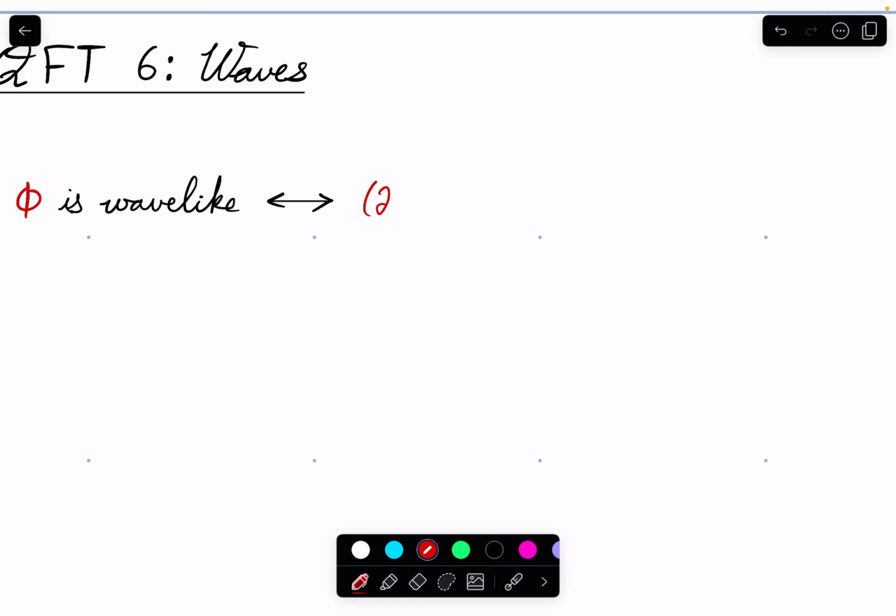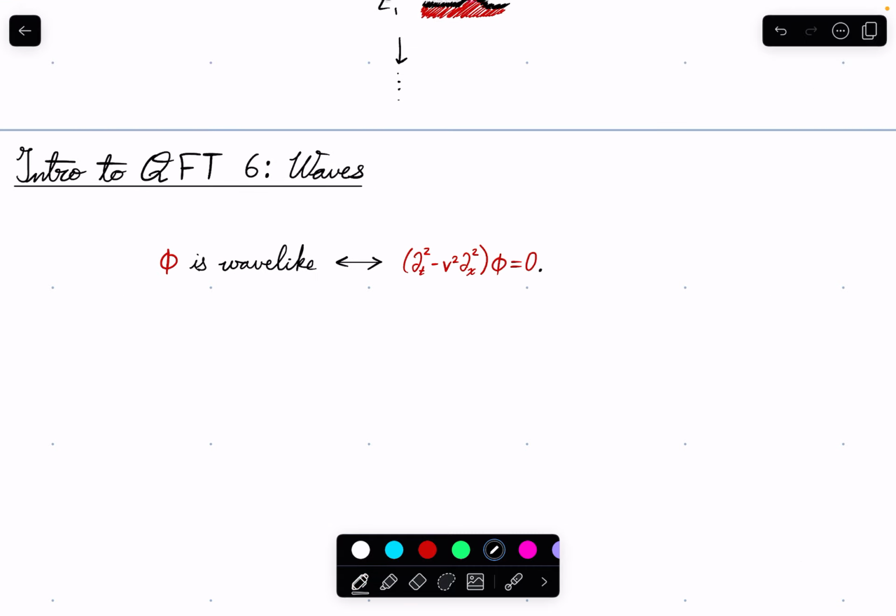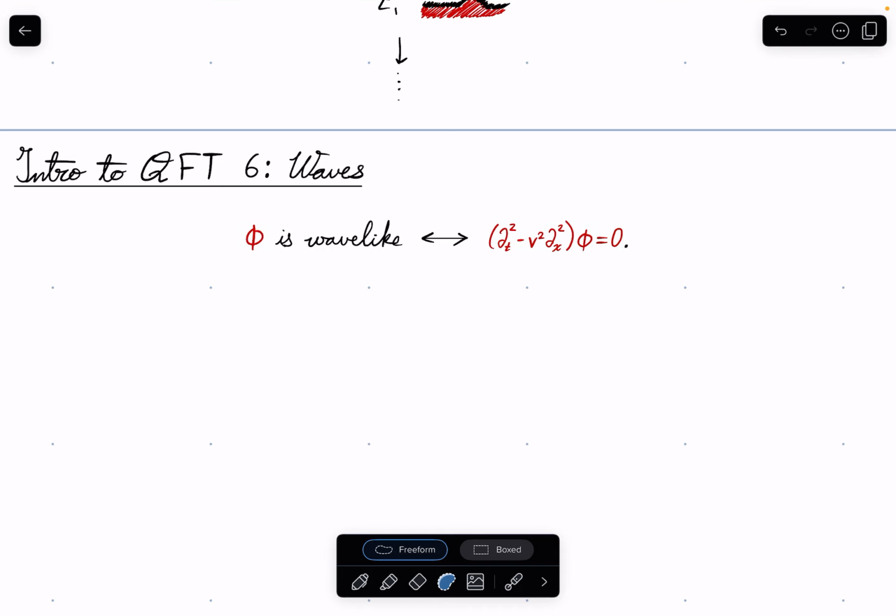So the time derivative minus some parameter, which we're calling v, times the derivative in the spatial direction. This is the one-dimensional wave equation, but we can readily extend this to 3 dimensions, 4 dimensions. The math is essentially the same, so it's easiest to just show it in 1 dimension. So it is wave-like if and only if it satisfies this wave equation.